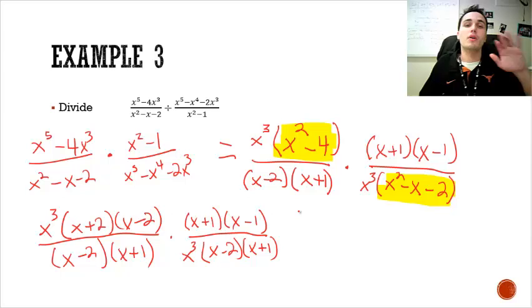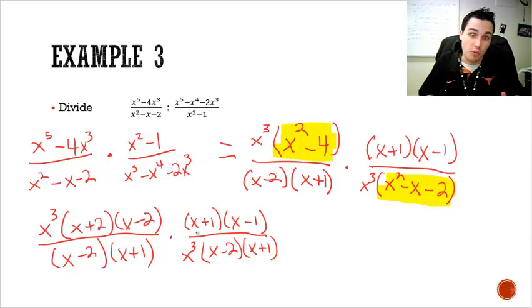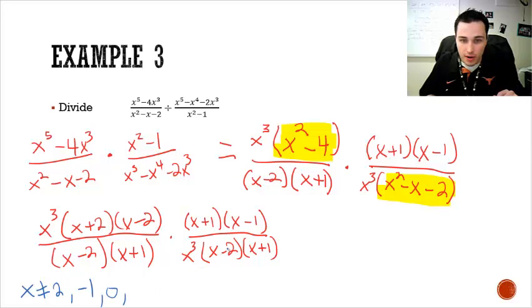Alright, completely factored. Now, before we cross out common factors, let's state what x cannot be. So looking across the denominators, I can see that x cannot be 2. I'm going to write it down here. X cannot be 2. X cannot be negative 1. X cannot be 0. We already said 2. We already said negative 1. I don't need to repeat them.